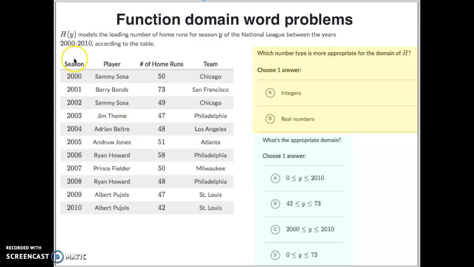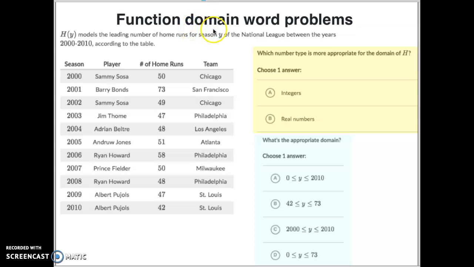H of y, which by the way, anytime you have the function of something, that models your y coordinates or your range. And the actual y portion inside of this, which would typically be your x, is your domain. Okay, so h of y models the leading number of home runs. So home runs, this is your y coordinate. That's how many home runs were hit in which specific year.